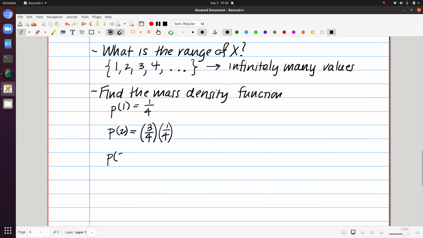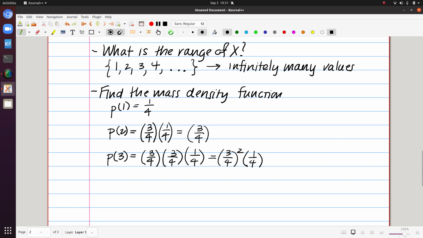So P of 3, again, is saying that on the first 2 occurrences of flipping these coins, we did not see heads, and then on the third, we did. Notice that I can express that as 3/4 squared times 1/4. And if I'm starting to try to look for a pattern, I can see that the one above was 3/4 to the first power times 1/4. And this was 3/4 even to the 0th power times 1/4.